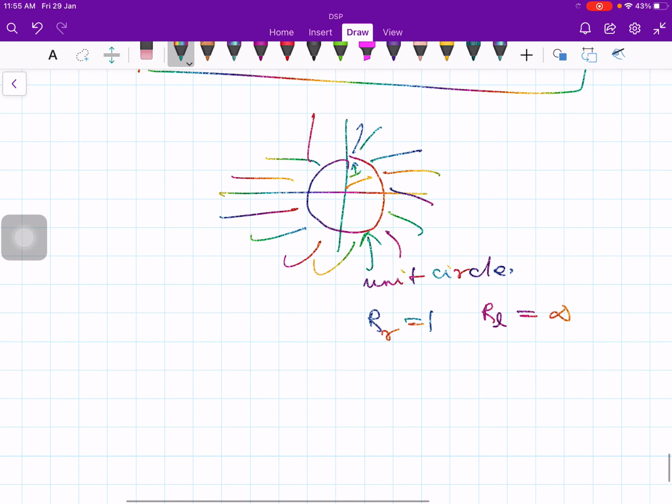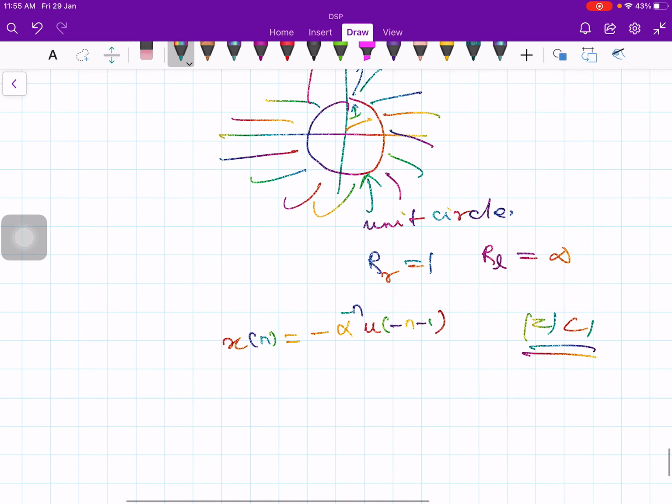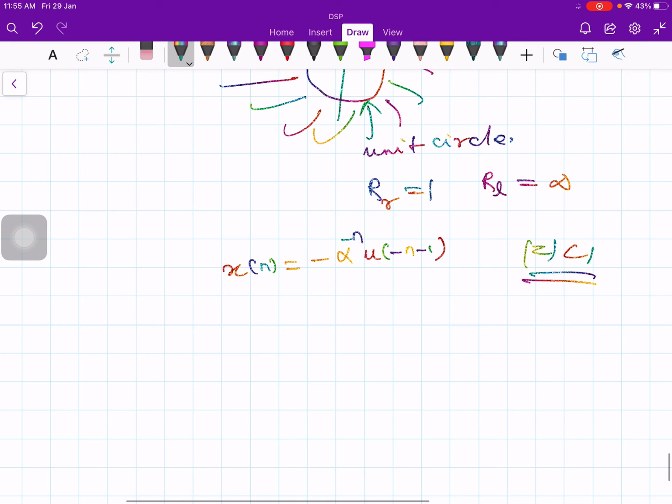You can do the same exercise. X of n is equal to minus alpha times minus n u of minus n minus 1. Then also you find the same result, but in this case the ROC becomes mod of z is less than 1. You can work on it. Let me take another example.